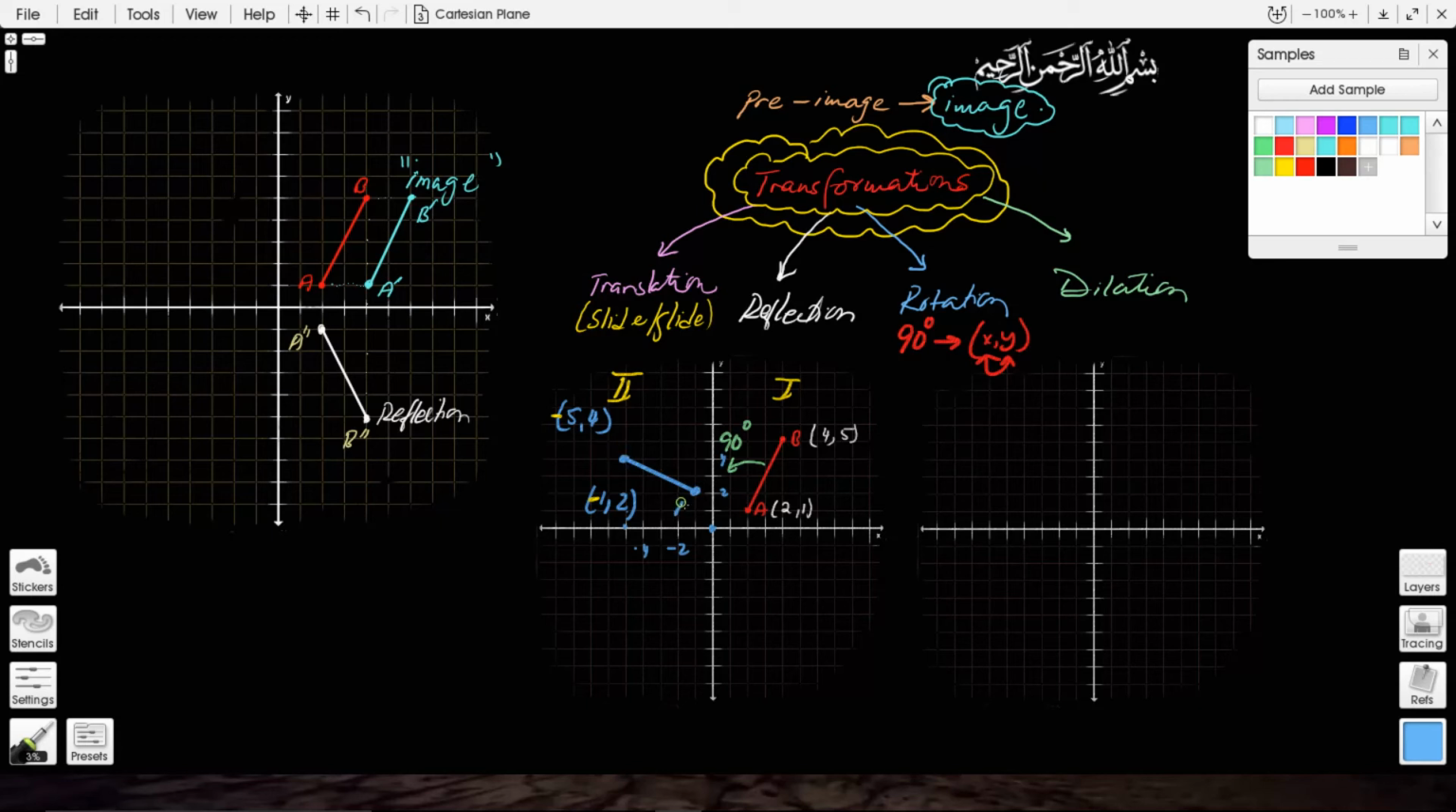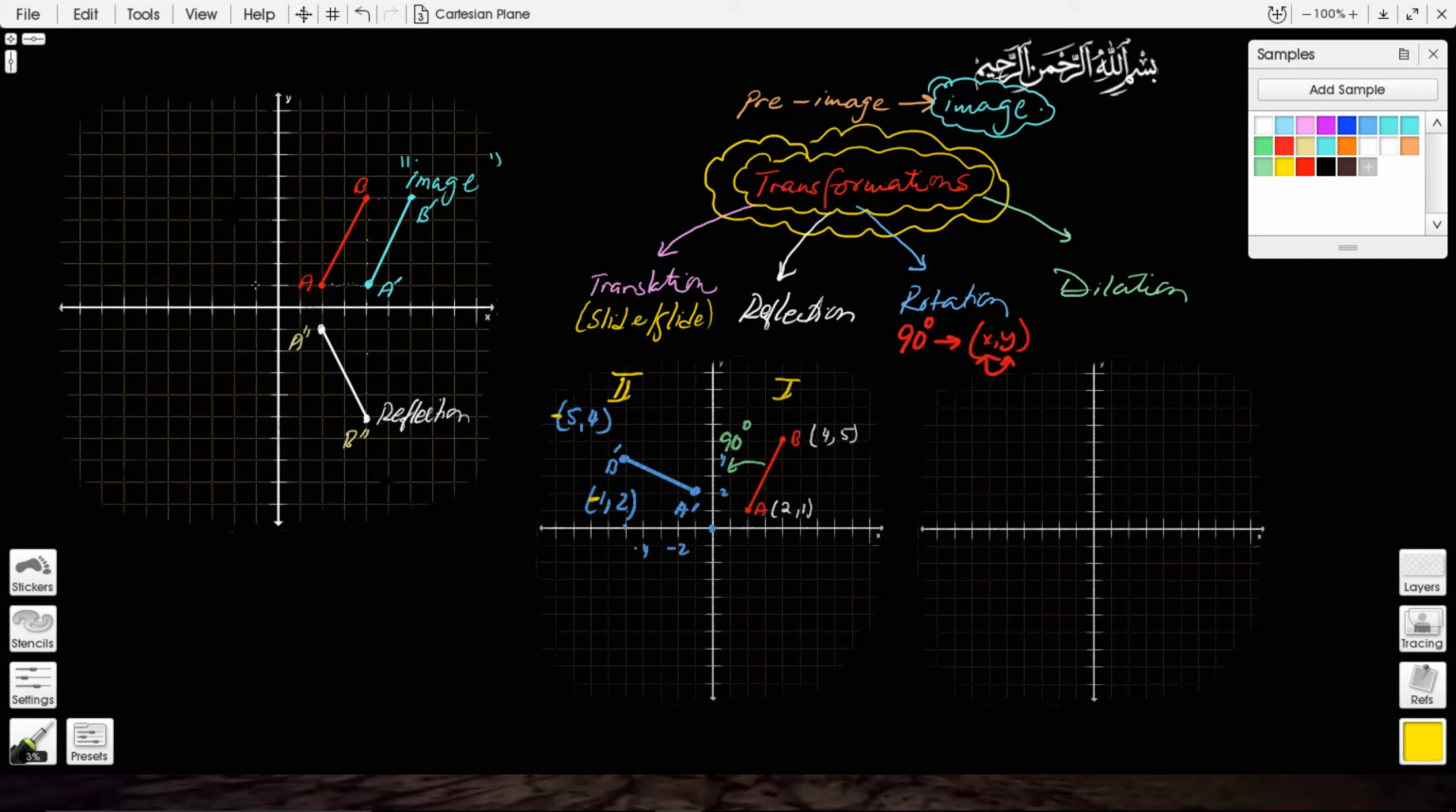So the resultant rotation is this one over here. Okay, so this is A prime, and this is B prime. That's the image, and the pre-image was the red one over here. Okay, so see now this image is 90 degrees rotated over here.